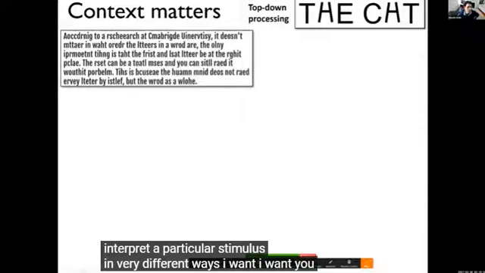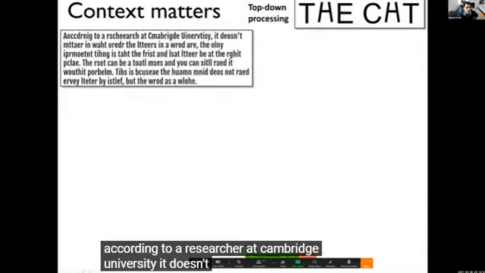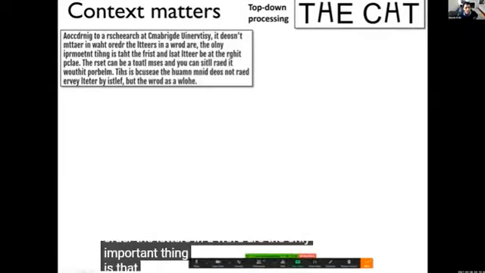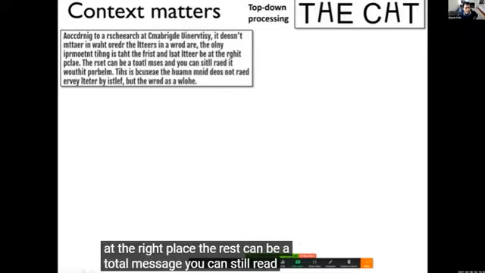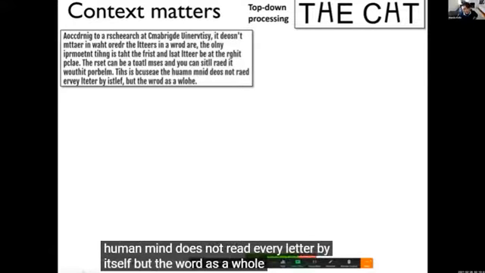I want you to start reading this in your head. According to a researcher at Cambridge University, it doesn't matter in what order the letters in a word are. The only important thing is that the first and the last letter be at the right place. The rest can be a total mess. You can still read it without problem. This is because the human mind does not read every letter by itself, but the word as a whole.